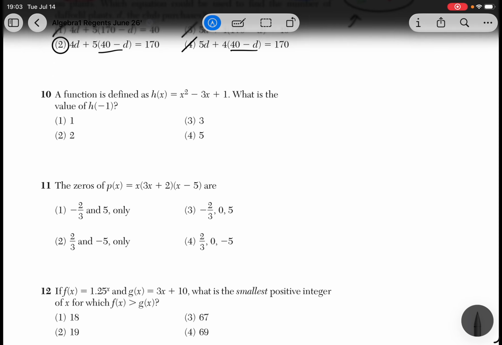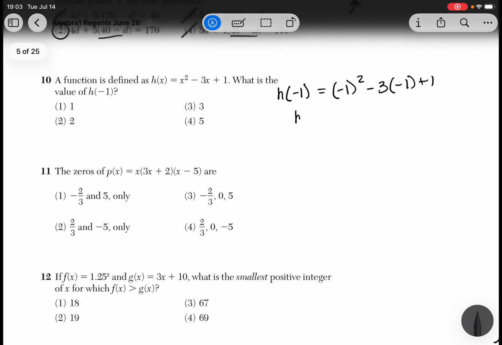Question 10. So a function is defined as h of x equals x squared minus 3x plus 1. What is the value of h of negative 1? This is a beautiful problem. It's a question that most students should get correct, if not all, because all we have to do is substitute negative 1 for x. So our first way of rewriting this would be h of negative 1 equals (negative 1) squared, make sure you put in parentheses, especially if it's a negative, minus 3 times (negative 1) plus 1.